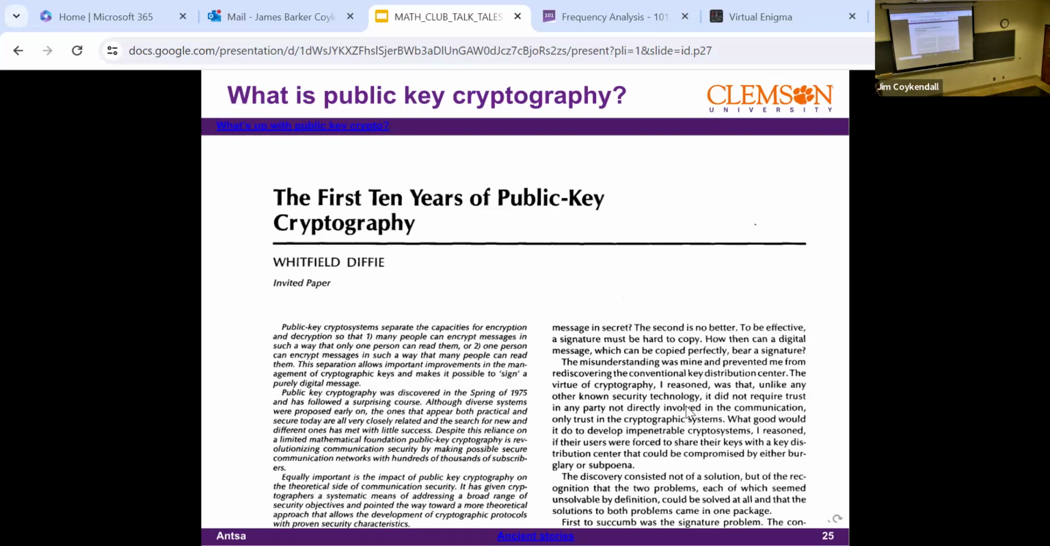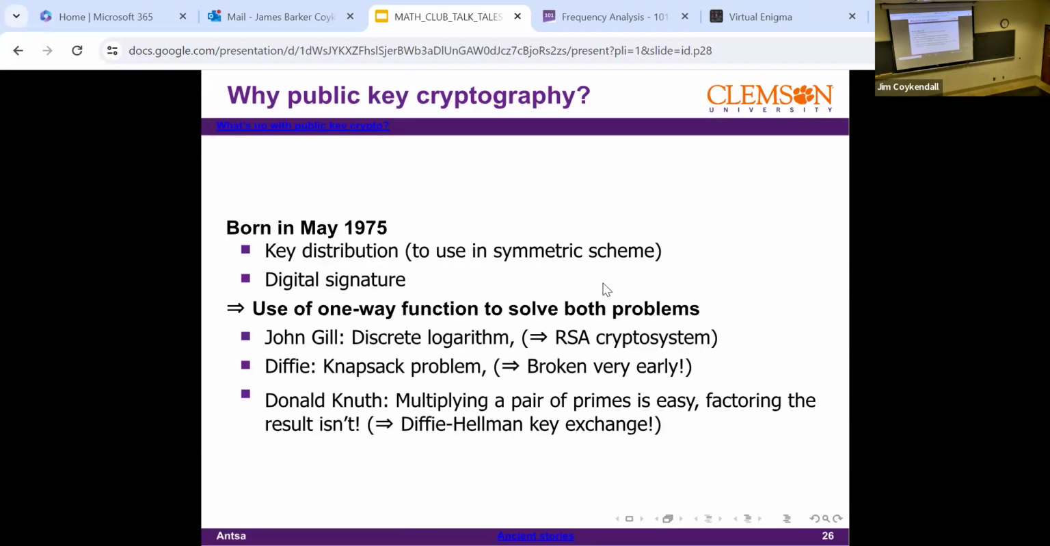This is the last part of my story. So we are going to see the start of public key cryptography. If you are interested in going deeper, this paper by Whitfield Diffie is the best paper that talks about that. It's very well written, and it's also like a story. So it's really good. But public key cryptography was born in May 1975.